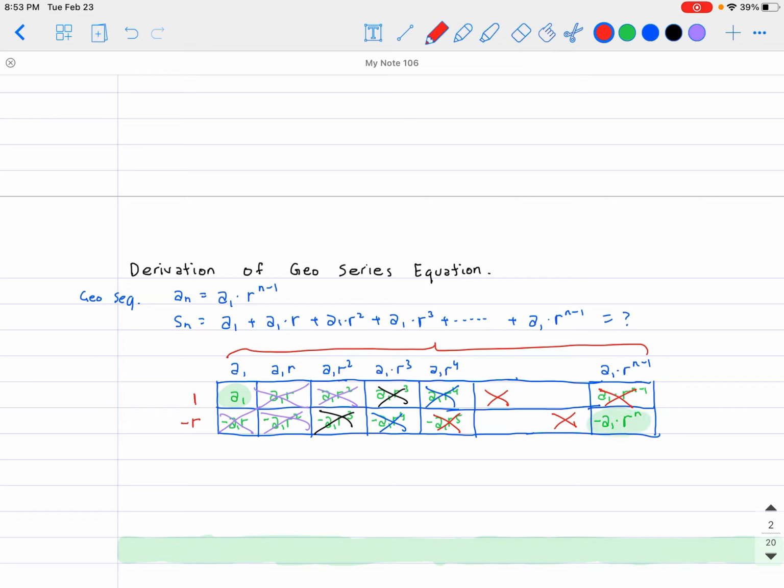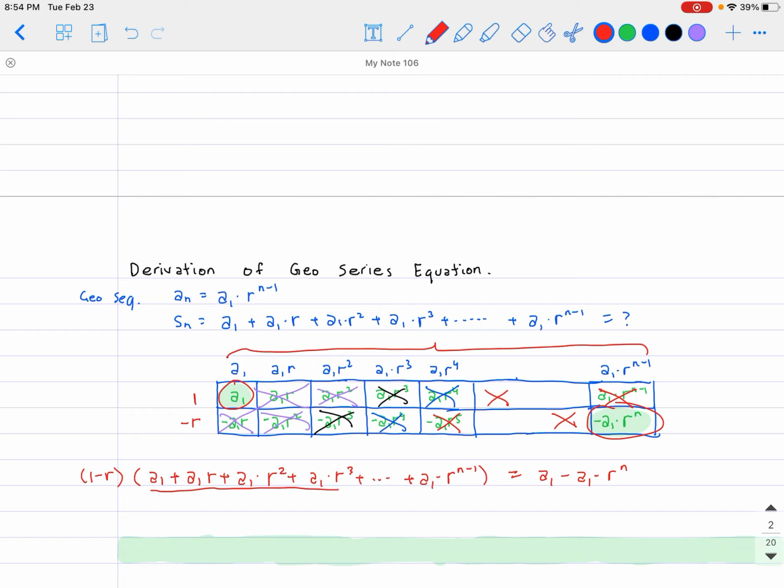So in short, if I take my series, which I'm trying to solve for, a of 1 plus a of 1 times r, plus a of 1 times r squared, plus a of 1 times r to the third, plus all the way to a of 1 times r to the n minus 1, and multiply it by 1 minus r, the result is equal to a of 1 minus a of 1 times r to the n, because that's what's left according to my lattice or Punnett square.